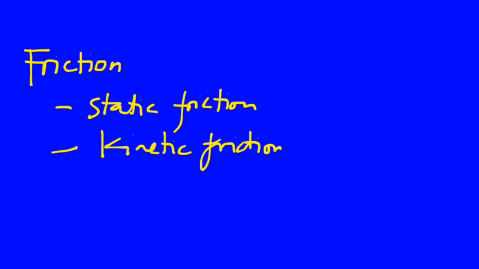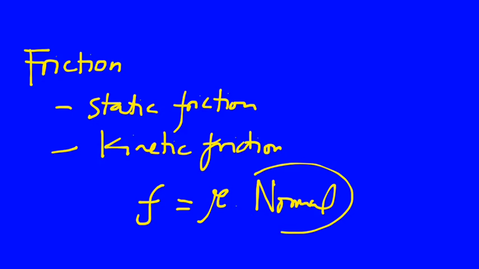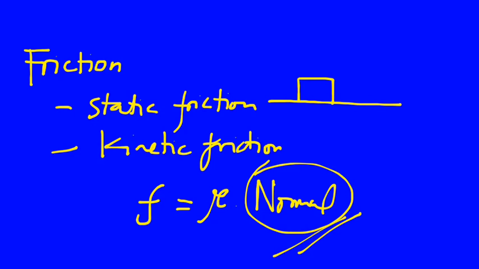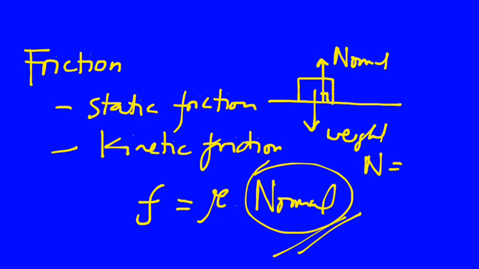Now, how do we calculate the friction? In general, the magnitude of friction is the coefficient of friction, mu, times the normal force. So it's very important that we know exactly how to find the normal force on an object. For example, if you have a block standing on a horizontal table, we have the weight and also a normal force that's perpendicular to the surface of the table. So in this case, the normal is just the same as the weight.